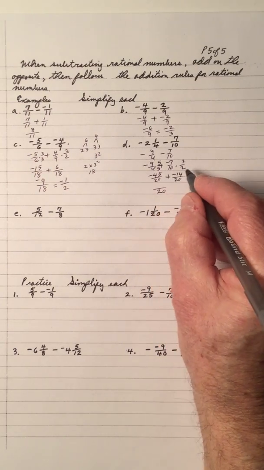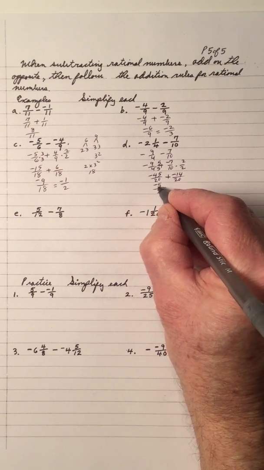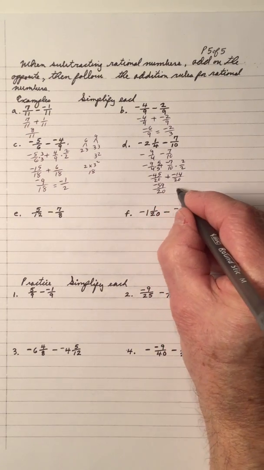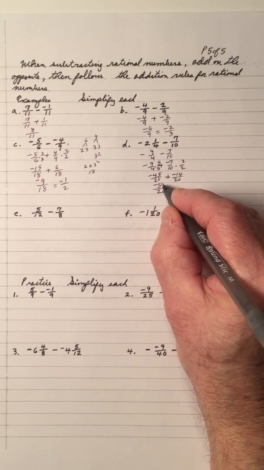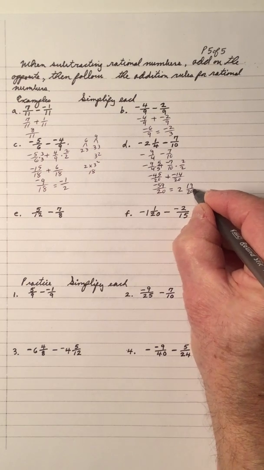And you add these up and you get negative 59 over 20. That's an improper fraction. If you want, you change it. 20 goes into 59 twice, 19 left over. And it's negative.